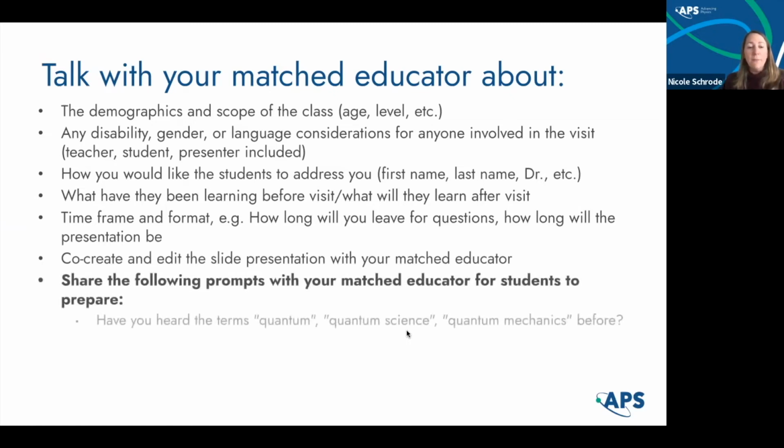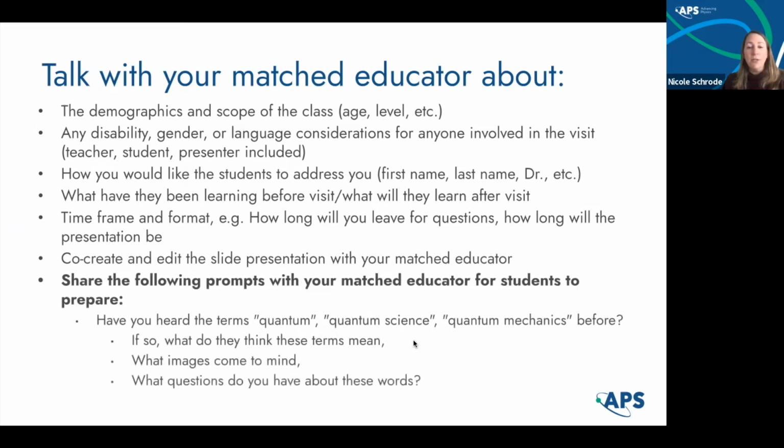These are in the matching email that you got. These are great so that you can see where the students are, what they know and what they don't know, and what questions they have. So try and get these answered through email from the teacher beforehand, and really just make the students feel welcome. All questions are good questions at this point.